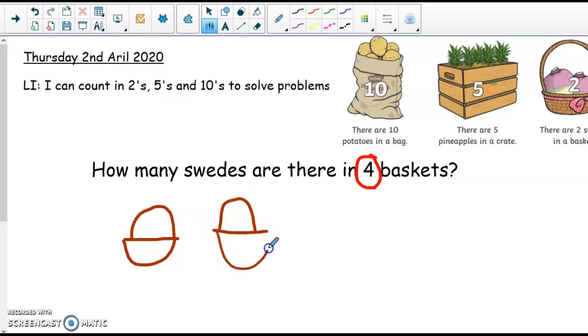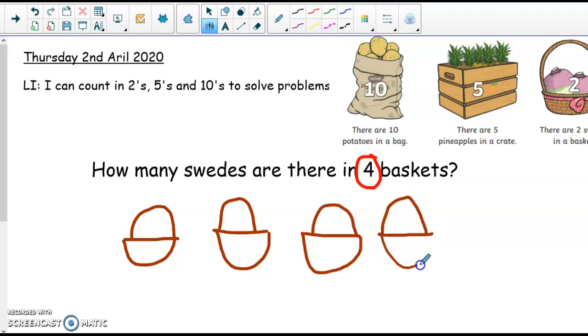1, 2, 3, 4. Now what you can do is either you can draw the amount in the baskets or you can just count in. I wonder what we have to count in to find out how many swedes there are in 4 baskets. How many are in each one? That's right, there are 2. So I need to count in 2's.